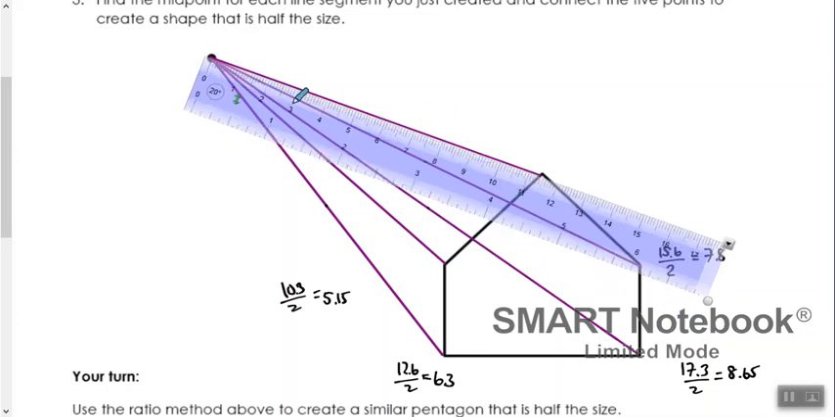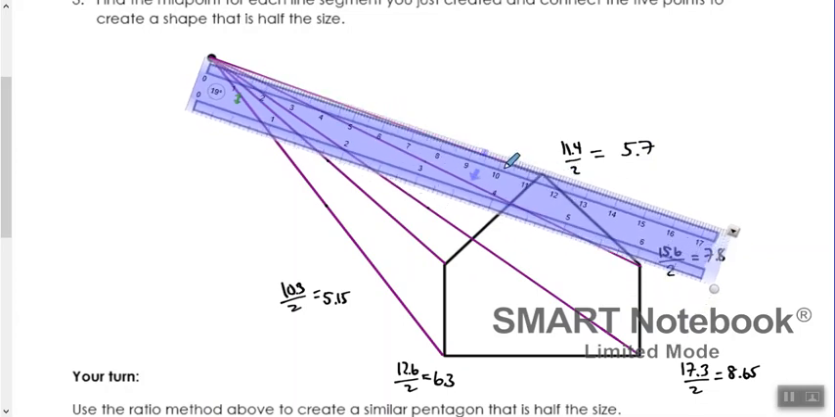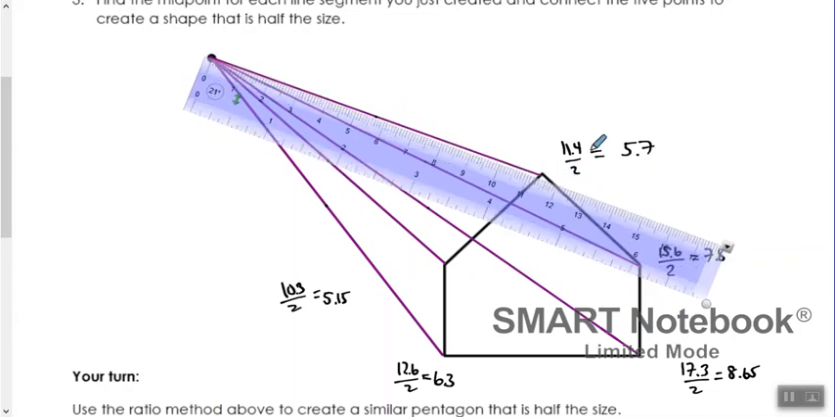And last one. Okay, so from 0 to like 11.4. So 11.4 divided by 2, and we get 5.7. So there. But once again, your scale on your drawing might be a little bit different. So make sure you're actually measuring for you. So it might not be these for you.